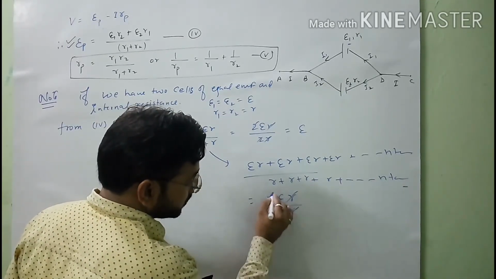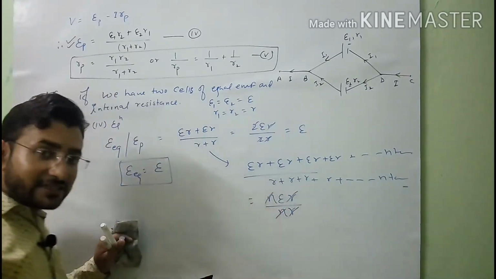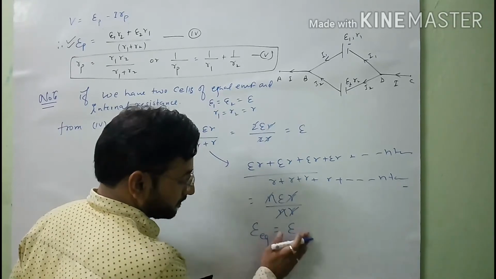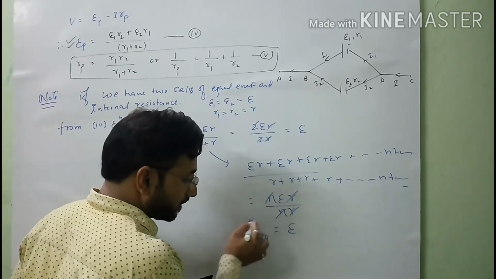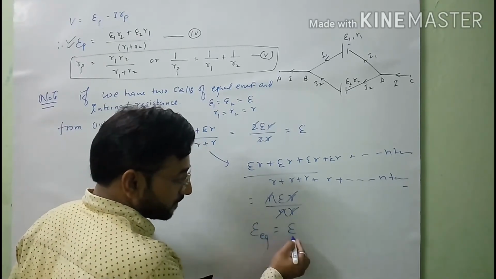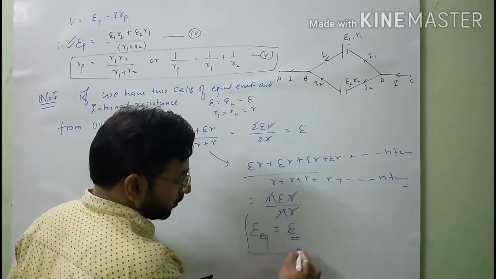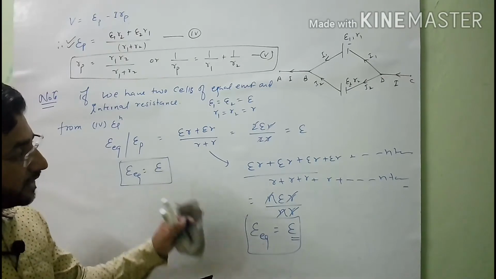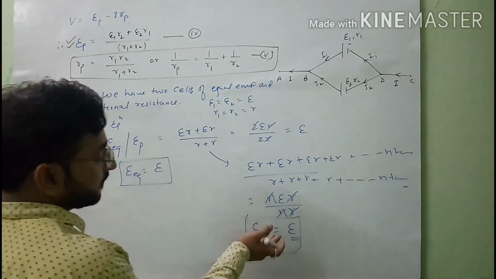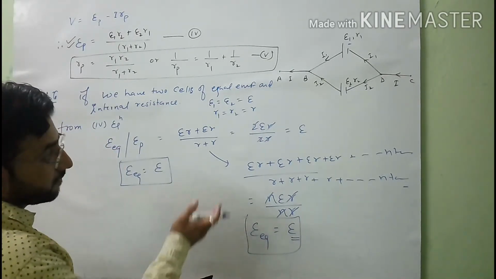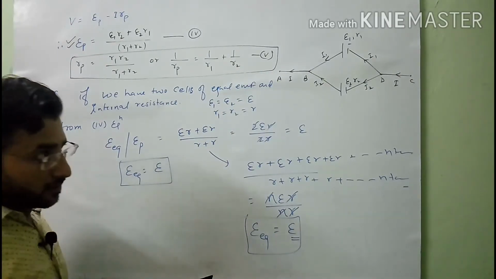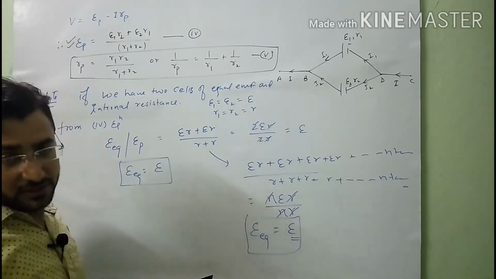So after cancellation of these two, when we add n cells of equal EMF, that time I will get the equivalent EMF of cell which is equal to the EMF of single cell. Point is clear? So this is the way to check out what is the value of equivalent EMF when we have n cells of equal EMF which are connected in parallel combination.